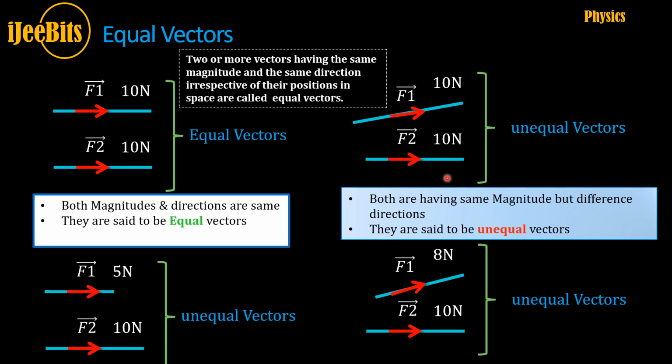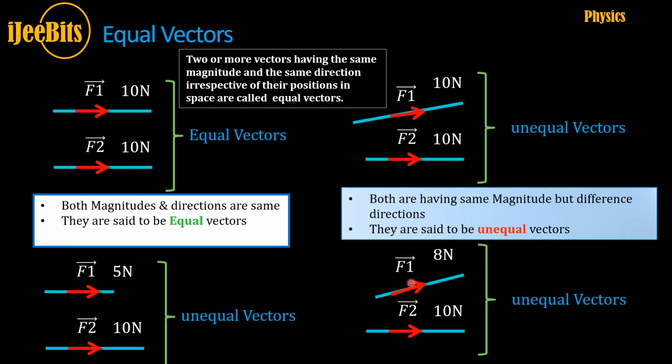All right, let's look at this example. I have F1 and F2, and the length of the F1 vector and the F2 vector is each 10 newtons. Until this point it is fine. Magnitudes are the same for both vectors. The difference is there is a little deviation in the direction. By definition, to call vectors equal, both magnitude and direction should remain the same. In this case the magnitude is the same but the direction is different, and hence these are called unequal vectors. Look at this example.